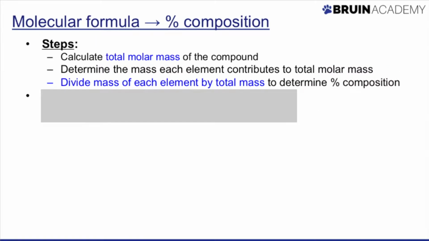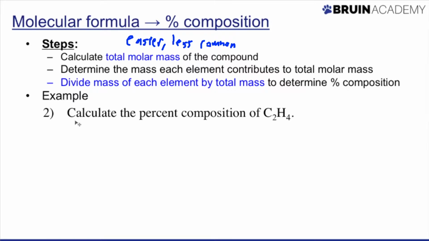Okay, so let's do an example. And the first type of example we're going to do is going from the molecular formula to percent composition. It turns out this is a bit easier, and for the purposes of your class, it's going to be less common, so it won't show up on the test as much as the reverse. But it's still important to start with this because I think it provides you with a good framework. So the steps are, first, calculate total molar mass, which we know how to do already, then determine the mass of each element that contributes to the molar mass, and then divide to figure out percentages.